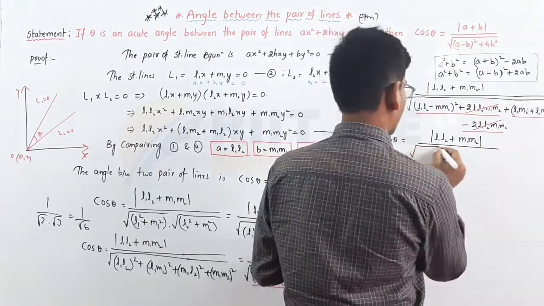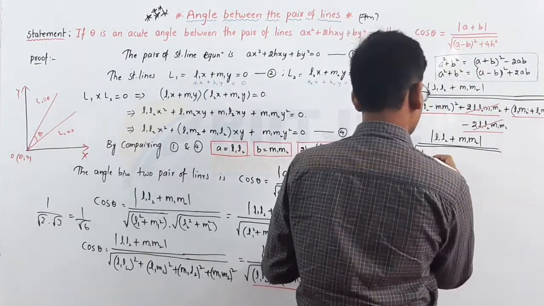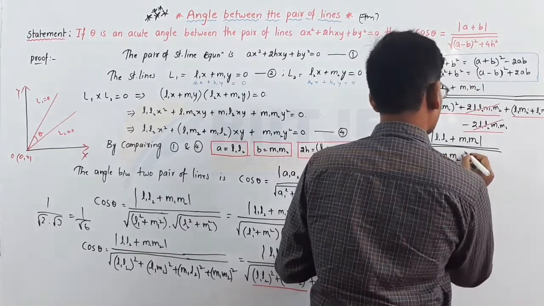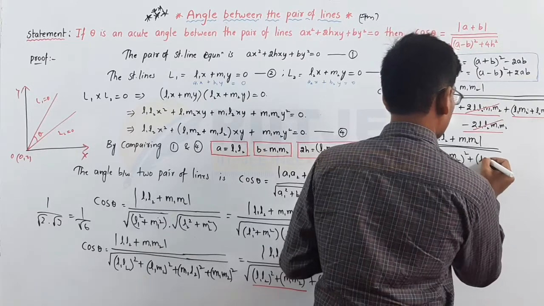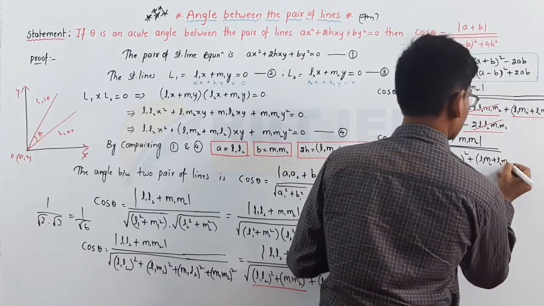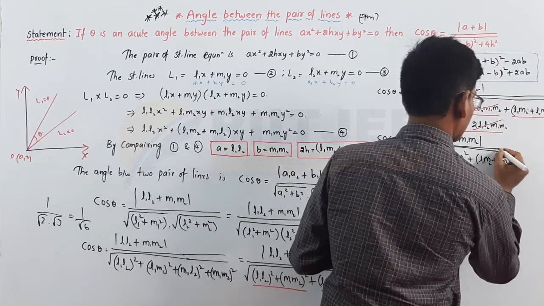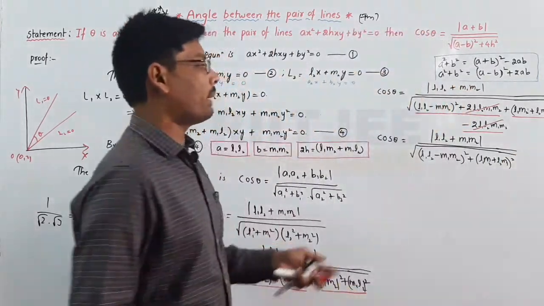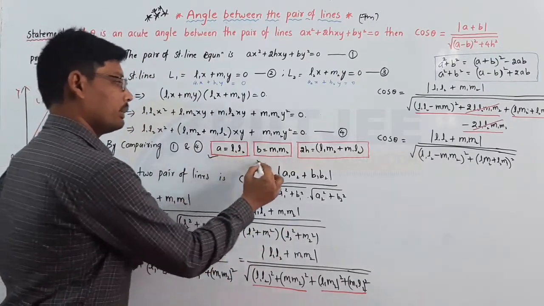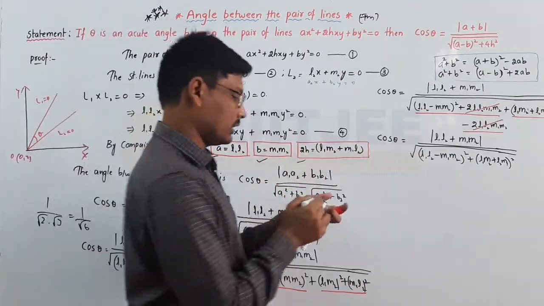So under root of (L1 minus L2)(M1 minus M2) whole square plus (L1 M2 plus L2 M1) whole square. So by comparing this equation for the values of A, B to H, let's substitute the values here.